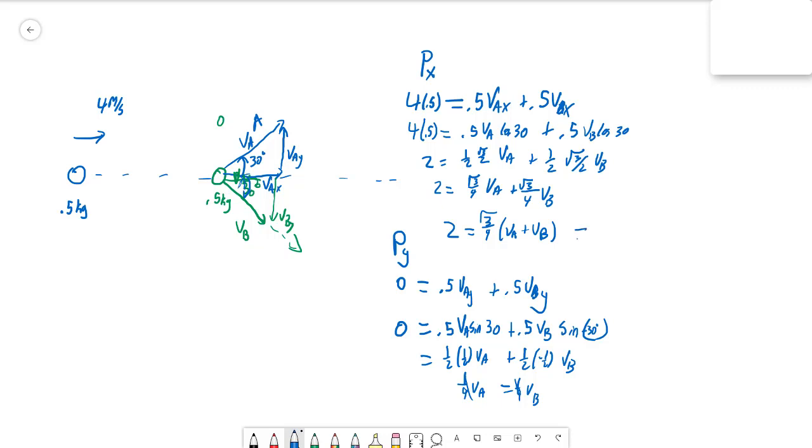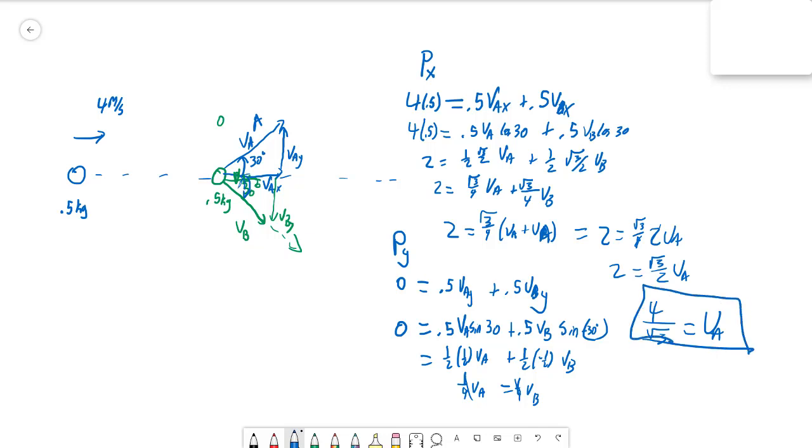And so now I have 2 equals the square root of 3 over 4 times 2VA. That 2 is going to make that back to a half. And so now I have 2 equals square root of 3 over 2 times VA. And then I'll go ahead and multiply by 2 over the square root of 3 and get 4 over the square root of 3 equals VA. Once I know VA, I also know VB. They have equal magnitudes, and they are, of course, in different directions.